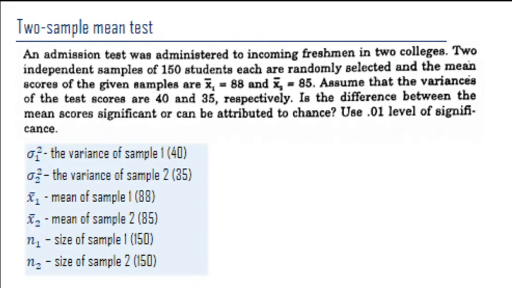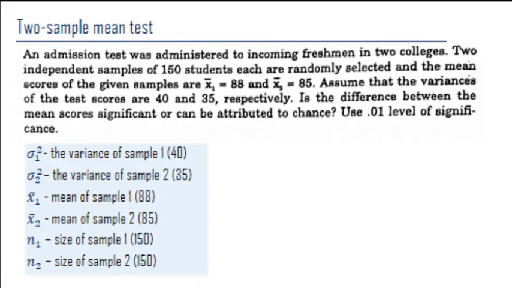An admission test was administered to incoming freshmen in two colleges. Two independent samples of 150 students each are randomly selected, and the mean scores of the given samples are 88 and 85. Assume that the variances of the test scores are 40 and 35 respectively. Is the difference between the mean scores significant or can be attributed to chance? Use 0.01 level of significance.